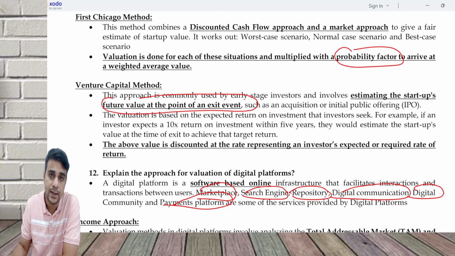Next, valuation of a digital platform. A digital platform is one which is trying to connect people and ensure a transaction happens. It could be a marketplace, it could be a search engine.